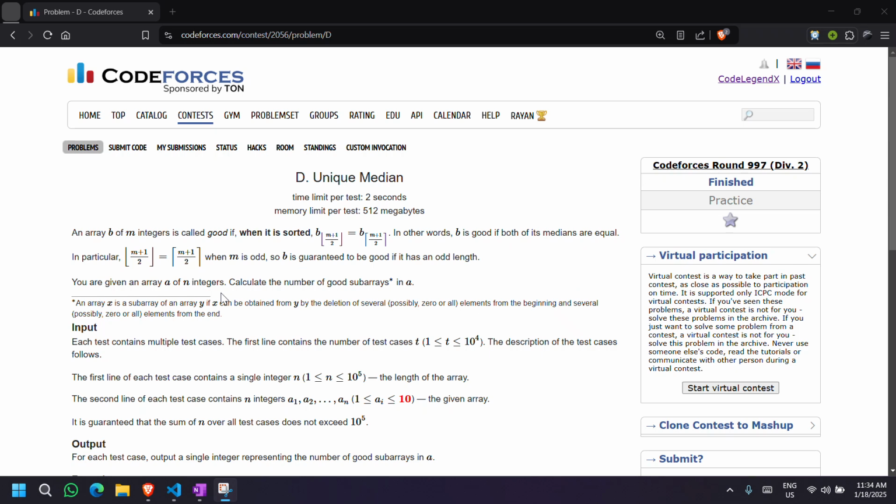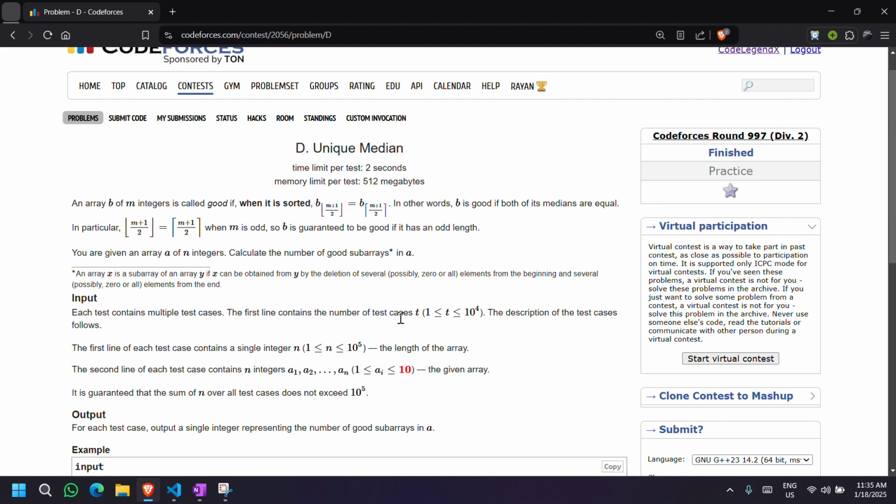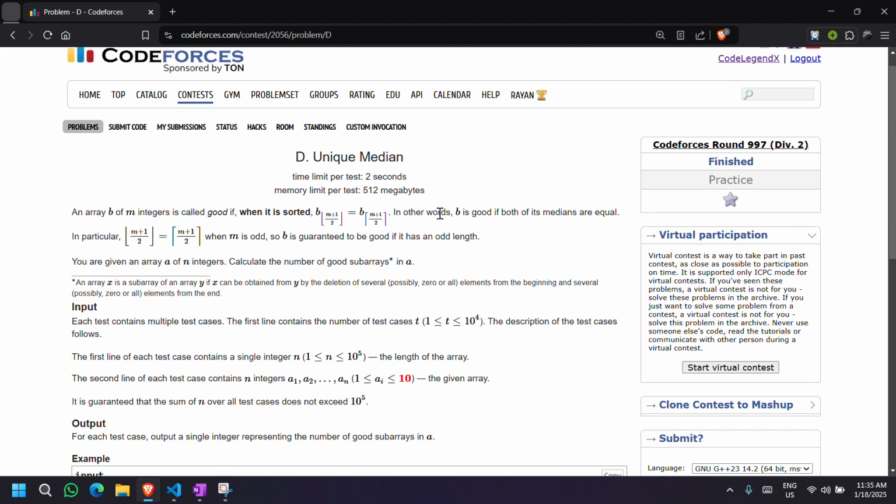Let's see the fourth problem. This is a very good problem: Unique Median. An array B of m integers is called good if, when it is sorted, the value at floor of (m plus 1) by 2 should be equal to the value at ceil of (m plus 1) by 2.